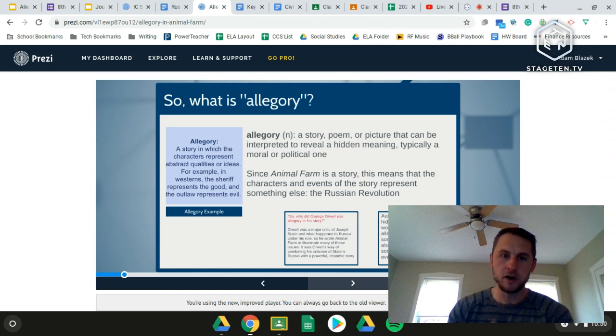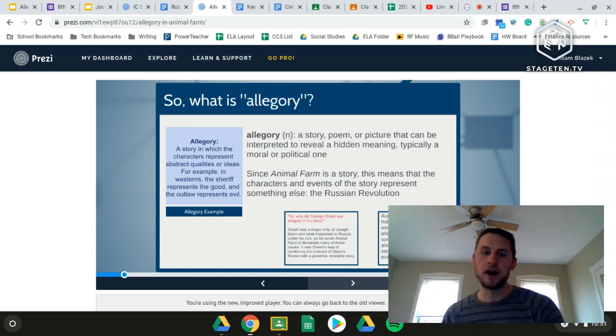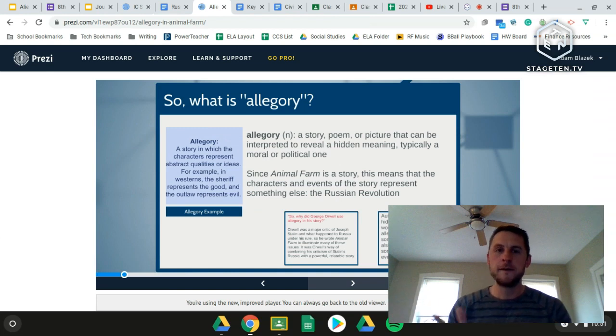All right, so what is allegory? Allegory, the definition, it's a story, a poem, a picture, any piece of art that can be interpreted to reveal a hidden meaning, which is usually a moral or a political one. If you look over on the left-hand side in that blue box, an example of allegory in old westerns, movies or stories, the sheriff usually represents this idea of good, and the outlaws usually represent this idea of evil. So that's just a simple example of allegory.